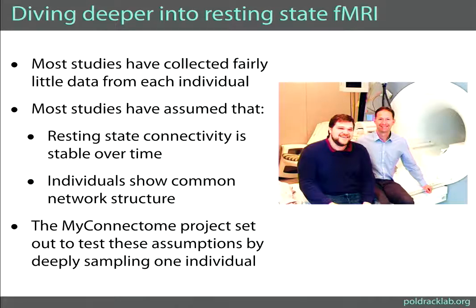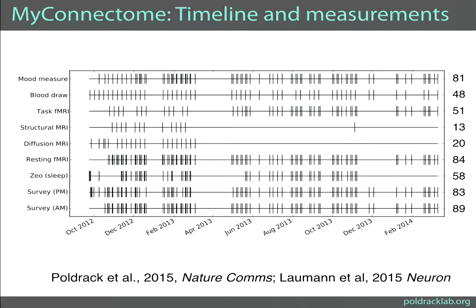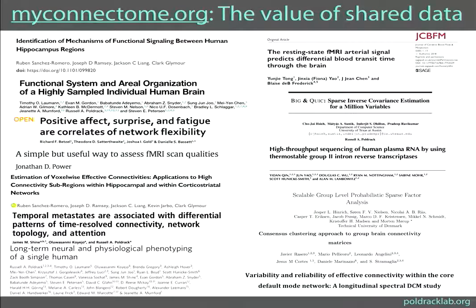That's Tim Laumann, who was a grad student in Steve Petersen's lab, who did a ton of the work that you're going to see today in terms of the analytic stuff. This is a timeline of the measurements. Each tick here is one measurement for each of these different things. So you see from October 2012 to February 2014, I did 84 usable resting fMRI scans. I actually got in the scanner 104 times over that time, but we ended up throwing out some of the data for various reasons. But you can see I did a lot of other things here too that I'm not going to have much time to talk about today.